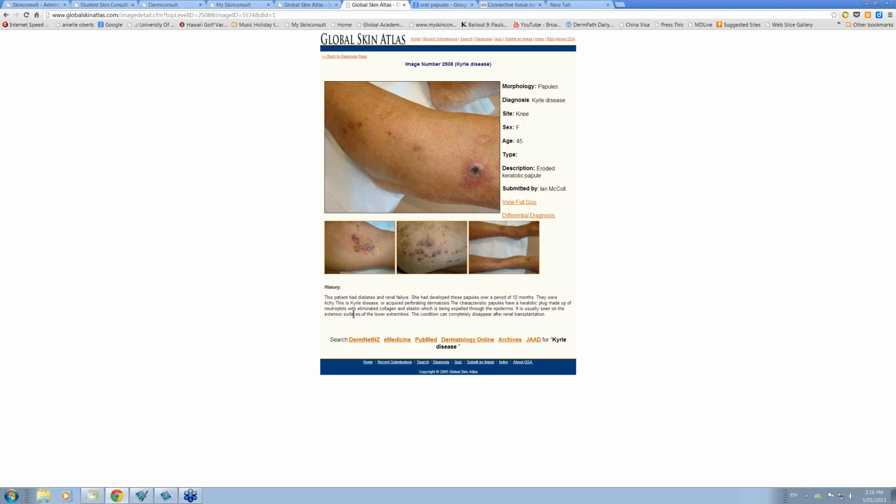Keratotic plug made up of neutrophils with eliminated collagen and elastin, which is being expelled through the epidermis. Seen on the extensor surfaces of the lower extremities. And interestingly, the condition can completely disappear after renal transplantation.